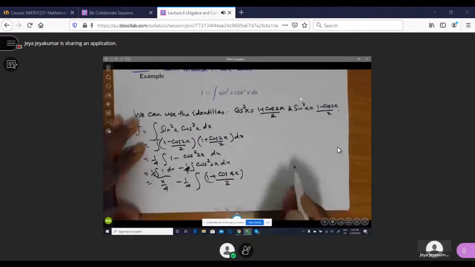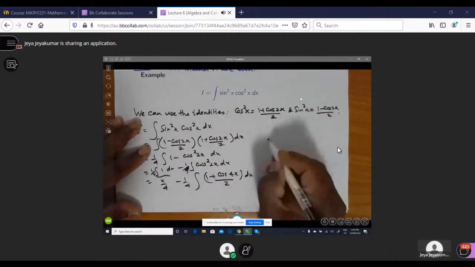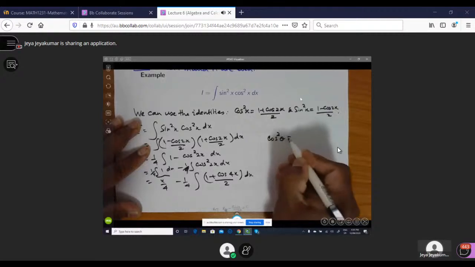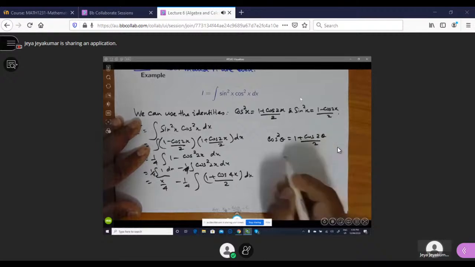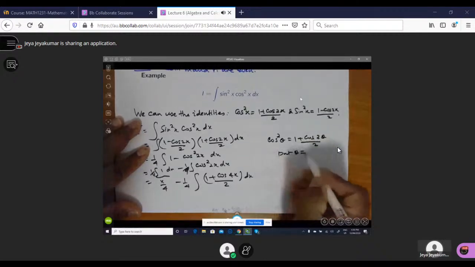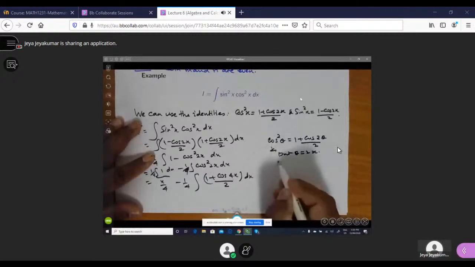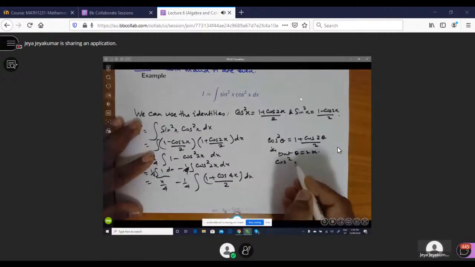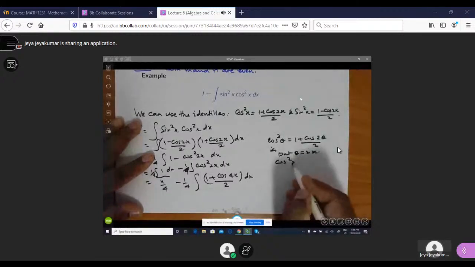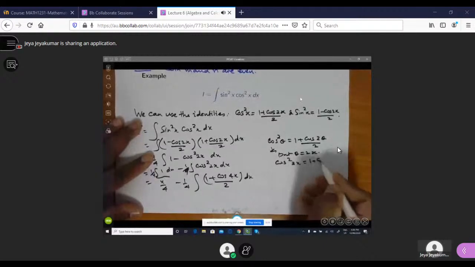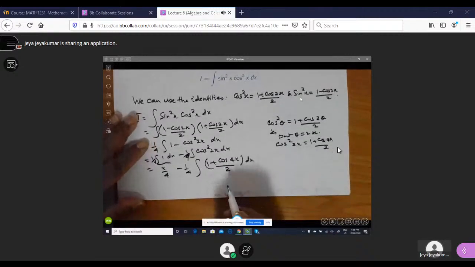Okay, so let me write how I got this one. Cosine squared theta equals 1 plus cosine 2 theta on 2. That's the formula, right? Put theta equals 2x. Then you will get this formula here. Cosine squared 2x equals 1 plus cosine 4x on 2. So that's how I got this one here.